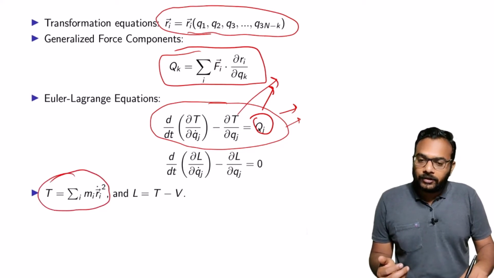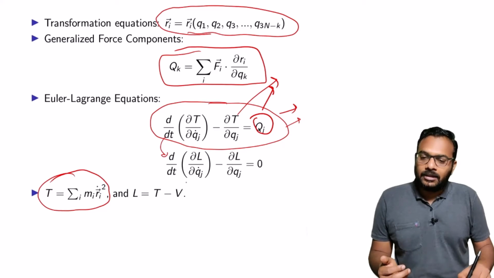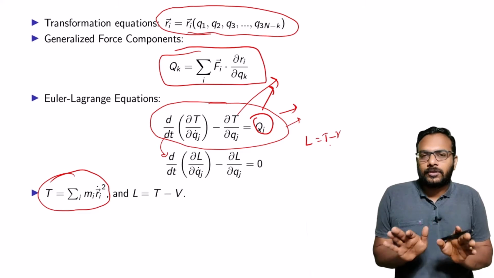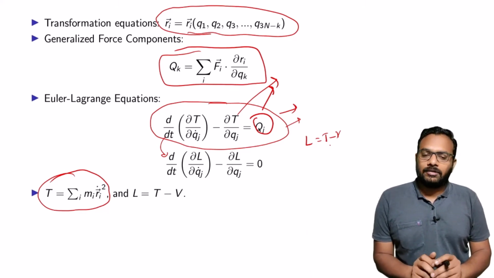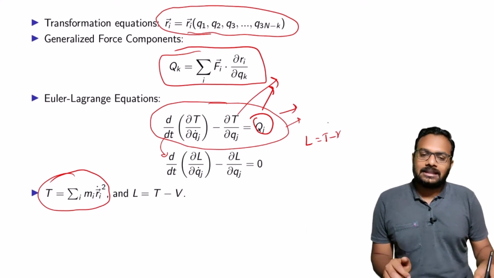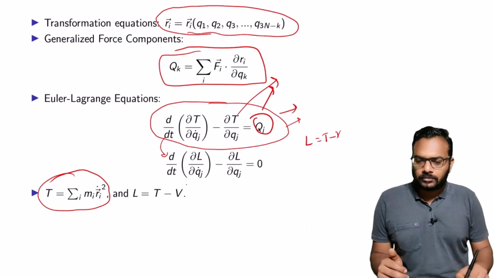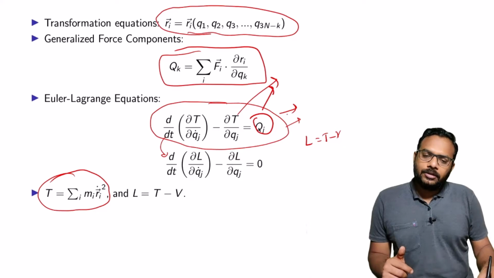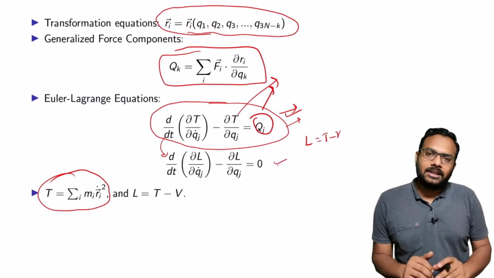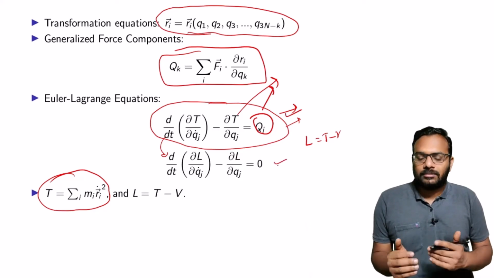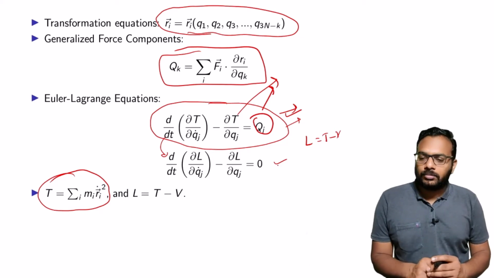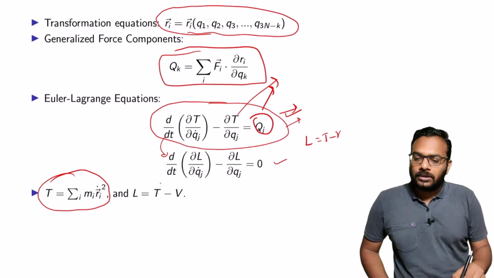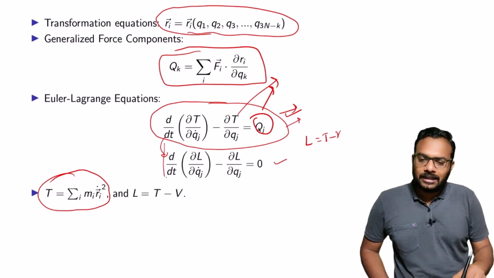Another way of writing this is in terms of the Lagrangian, where L equals T minus V. In most of the problems that we are going to deal with, the Lagrangian will have this form: kinetic energy minus potential energy, where V is the potential energy. So you can use either this equation or this equation depending on the convenience of your problem. These are Lagrange's equations.